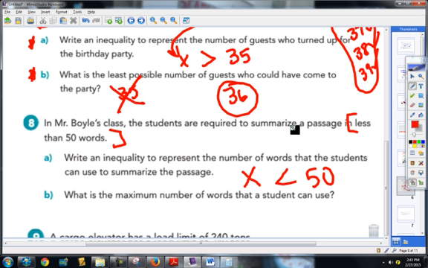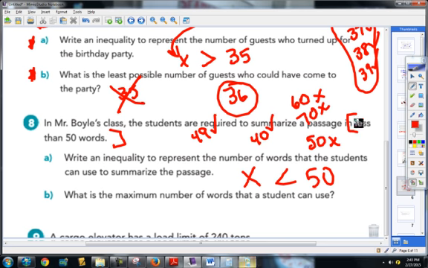Actually go in here and check and ask yourself, could they do it in 60 words? Is that okay? No. That's more than 50. You could not do that. Could they do it in 70? No. Could they do it in 40? Yes. Could they do it in 49? Yes. But here's the real question. Can they do it in 50? And the answer to that would be no. You cannot do it in 50 words because it specifically says it has to be done in less than 50 words. So this would not be an or equal to. So what is the maximum number of words that a student can use? It would be 49. Okay?